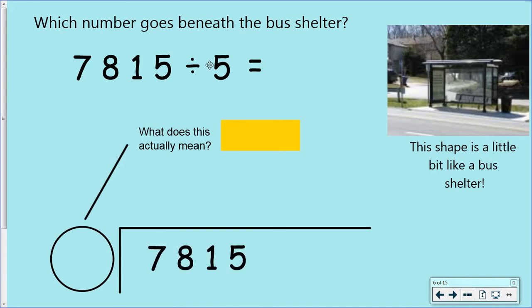Okay? The number we're dividing by, so if we were writing it out in a number sentence like this, the little second number that we're dividing by, or our divisor, goes on the outside. And what does this mean then? The number we're dividing by, what does this actually mean? So we're dividing 7,815 by 5, but what does that actually mean? We are putting it into groups of 5.